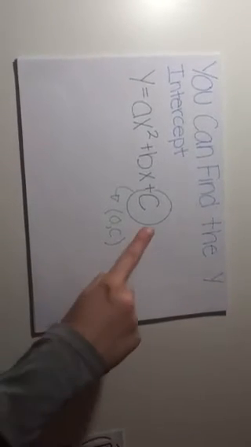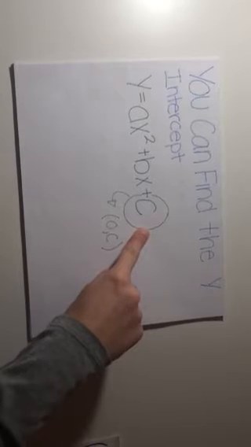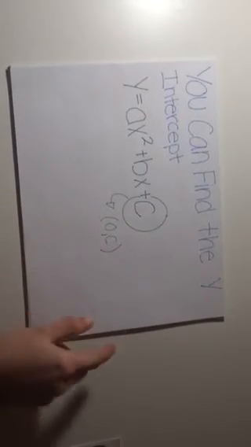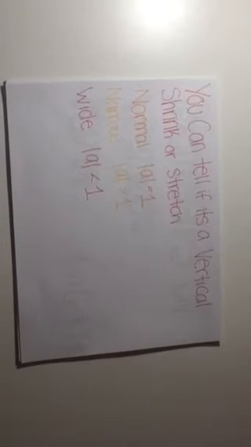You can also find the y-intercept, which is given to you within the equation. The y-intercept will always be the c value. You can tell if it will be a vertical shrink or stretch. The graph is normal if a is equal to 1, the graph is narrow if a is greater than 1, and the graph is wide if a is less than 1.